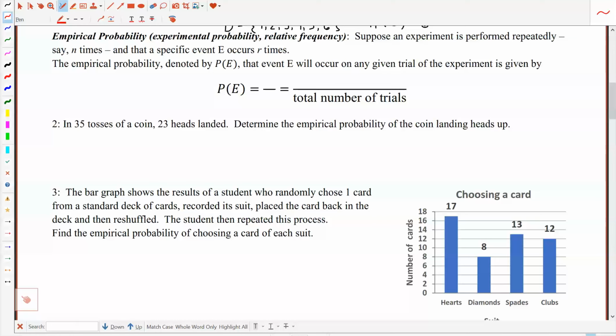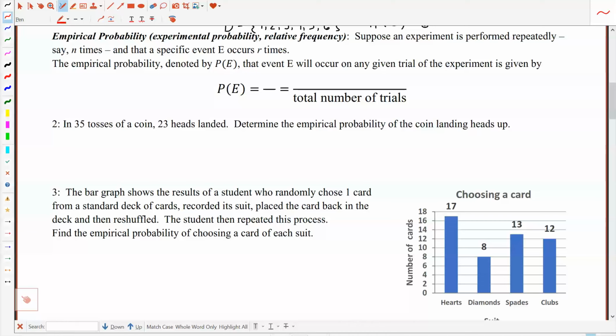Let's take a look at our first type of probability, which will be an empirical probability. It's sometimes referred to as an experimental probability or relative frequency. So we're going to perform an experiment repeatedly, let's say n times, and we're keeping track of a certain event, and that event, E, occurs r times.